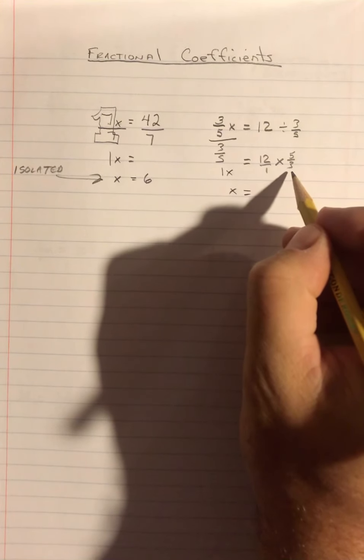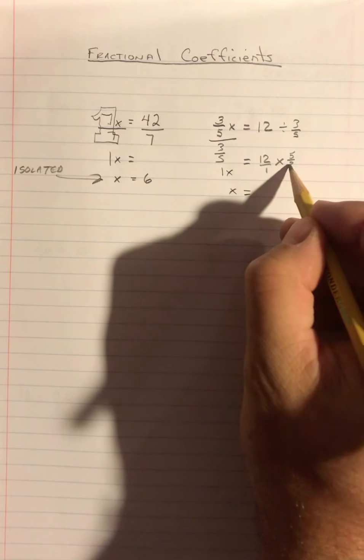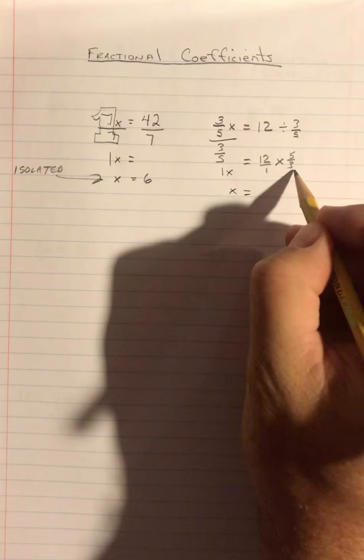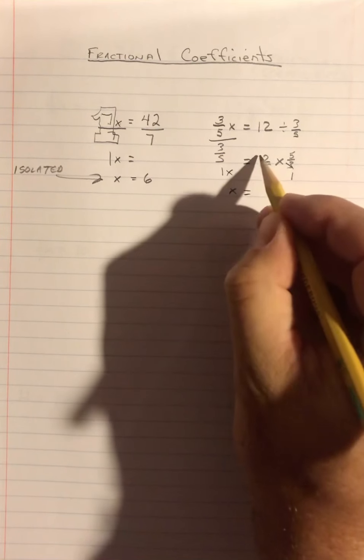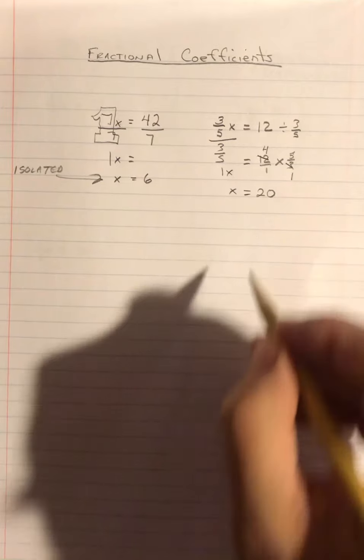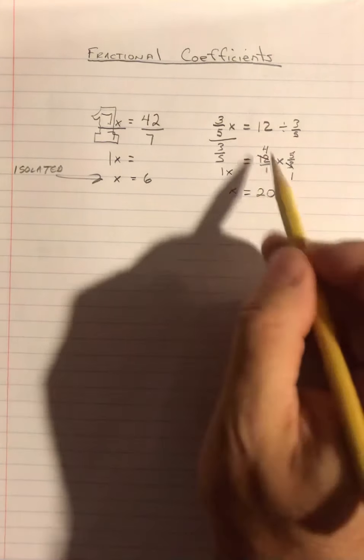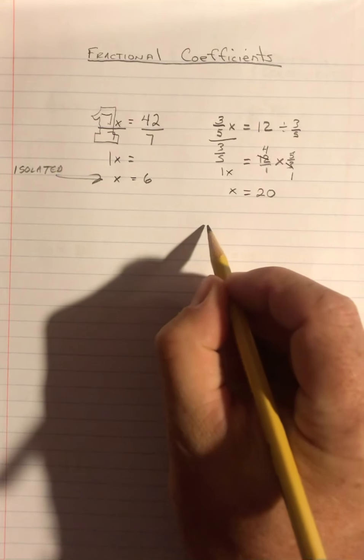And on this side, I would do a little cancellation or simplifying before I multiply. 3 goes into 3 once, 3 goes into 12 4 times, and 4 times 5 is 20. Okay, now what I'm going to show you today is a little easier way than this over here, and it kind of looks like this.